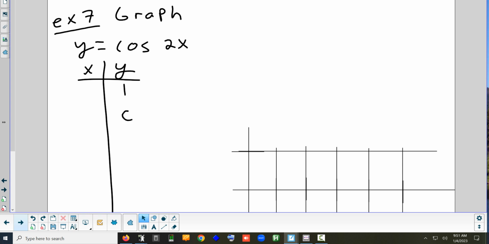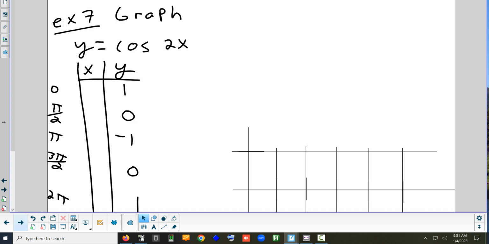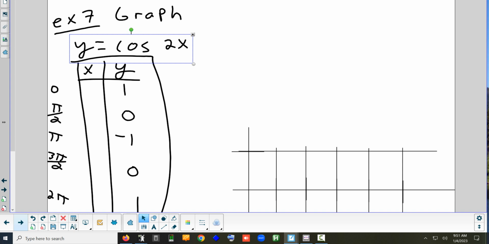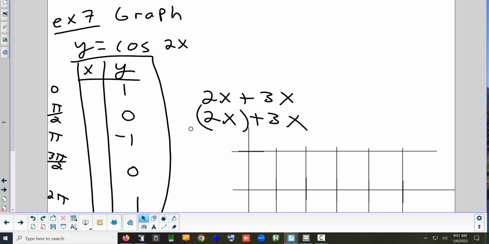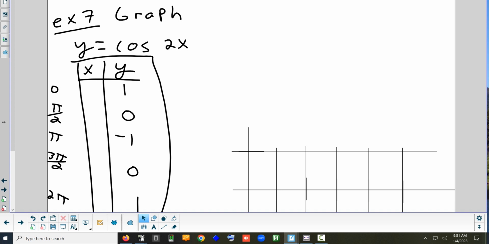X's are going to change. Y's are going to stay the same. What's that? It's not in parentheses. So with order of operations, that 2 is still with the x. Even if it's not in parentheses, this 2 and x are stuck together. It's like if you wrote 2x plus 3x in math. It doesn't matter if you put parentheses or not, it's still going to be 5x. So it's still going to be 2x, even without parentheses. But you could put them in if you want. It just has to be with the x.